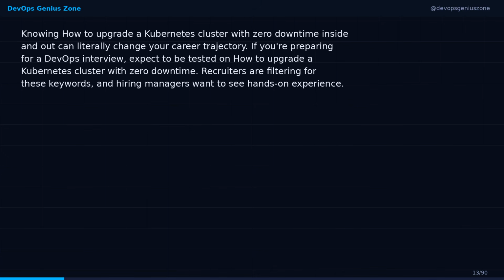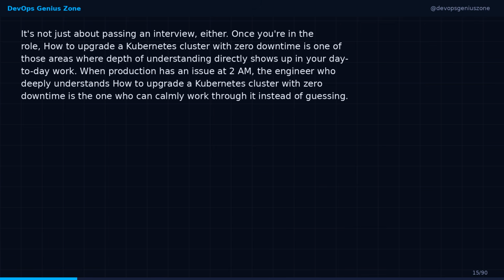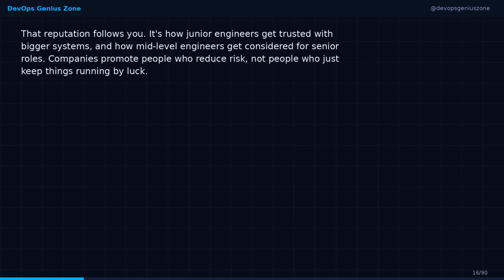It's not just about passing an interview, either. Once you're in the role, how to upgrade a Kubernetes cluster with zero downtime is one of those areas where depth of understanding directly shows up in your day-to-day work. When production has an issue at 2 a.m., the engineer who deeply understands how to upgrade a Kubernetes cluster with zero downtime is the one who can calmly work through it instead of guessing. That reputation follows you. It's how junior engineers get trusted with bigger systems, and how mid-level engineers get considered for senior roles. Companies promote people who reduce risk, not people who just keep things running by luck.